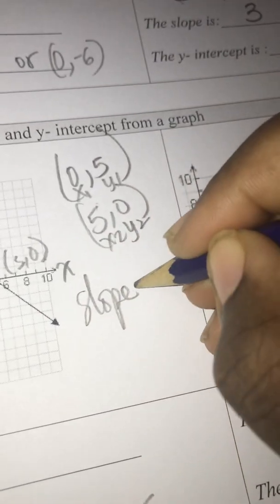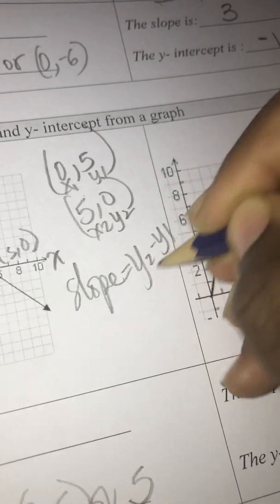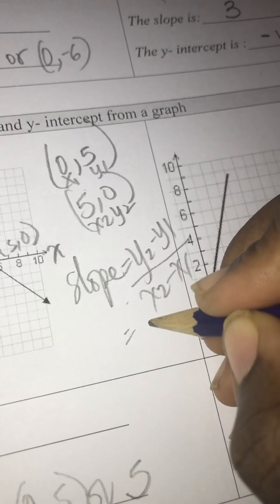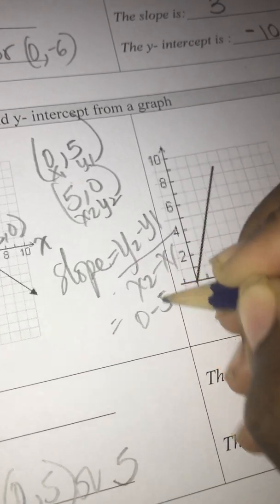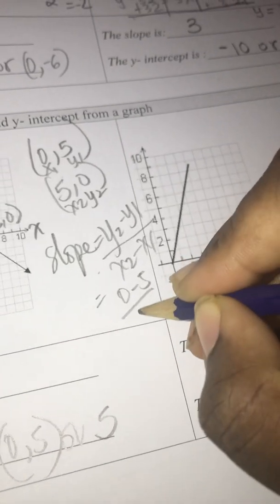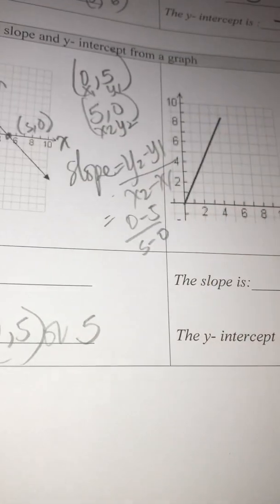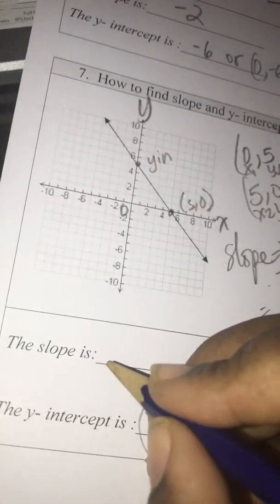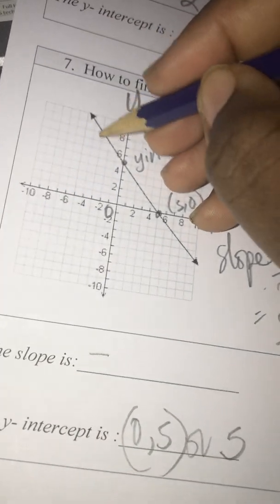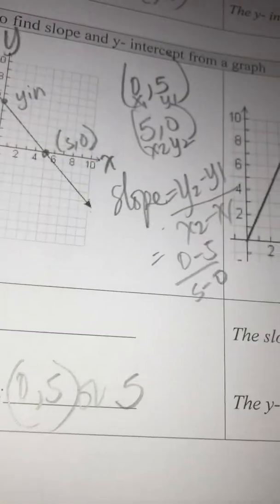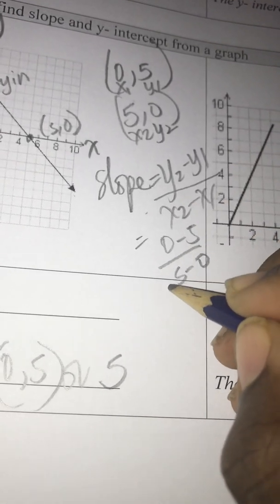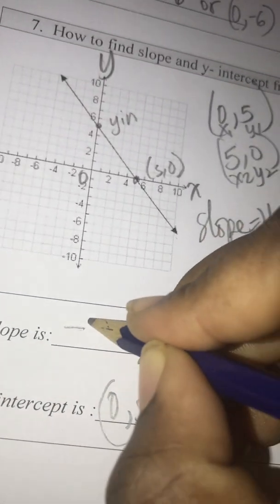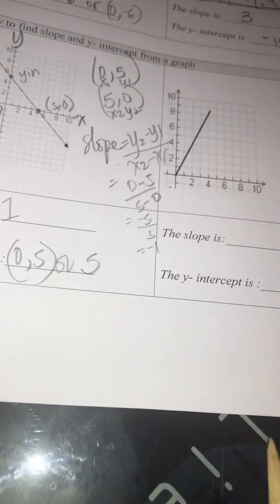Slope, I use the formula y2 minus y1 over x2 minus x1. Y2 is 0 minus 5 over 5 minus 0. I should know my answer will be negative. Why? Because my line is going down. Then I just put negative here. Just by looking at my line, I know it's going down, so my answer should be negative. So this is negative 5 over 5, which is negative 1. And there is my slope.